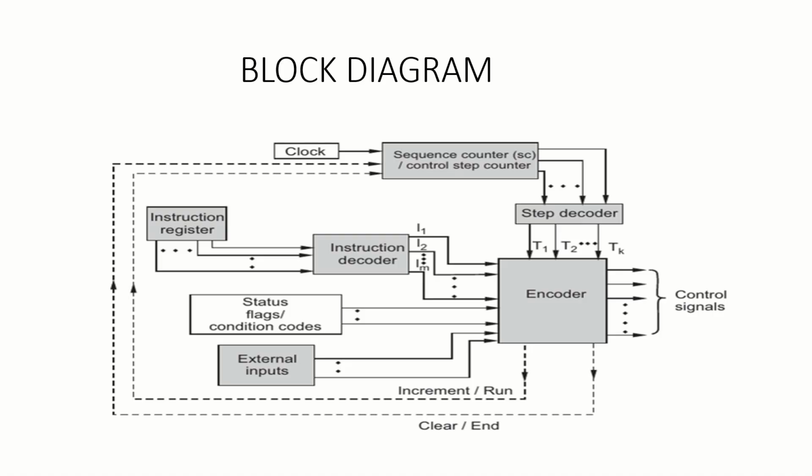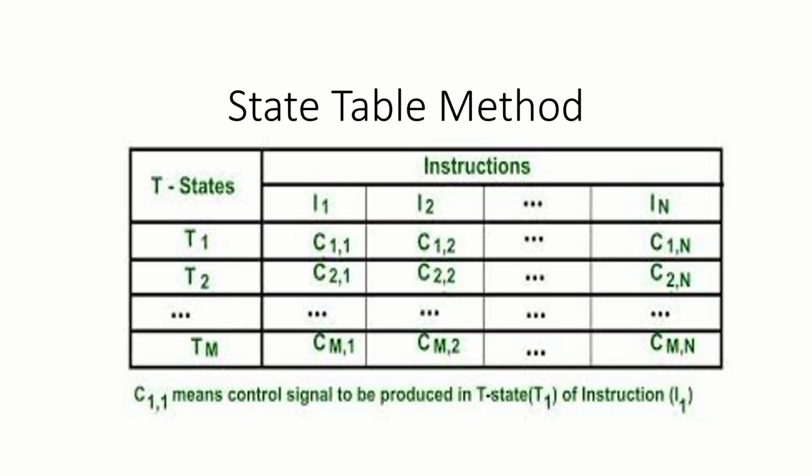Next, we discussed the block diagram of the hardware control unit system. It starts from the clock. The clock sends timing signals to the control step counter, whose outputs are decoded by the step decoder, and then these are encoded. I hope you guys clearly understand this.